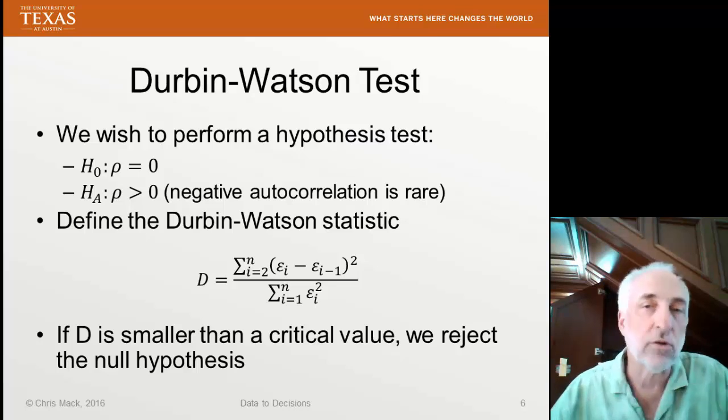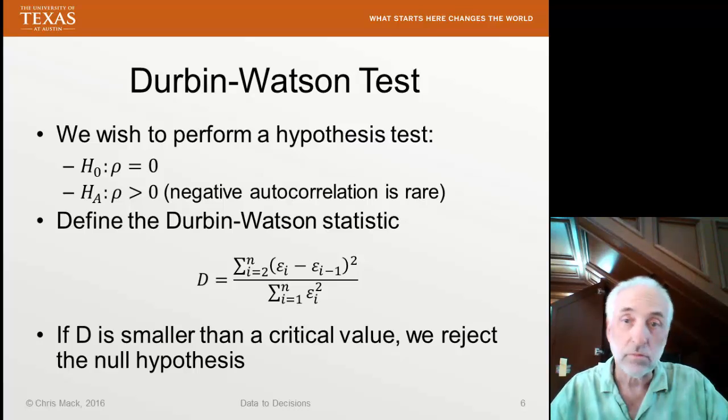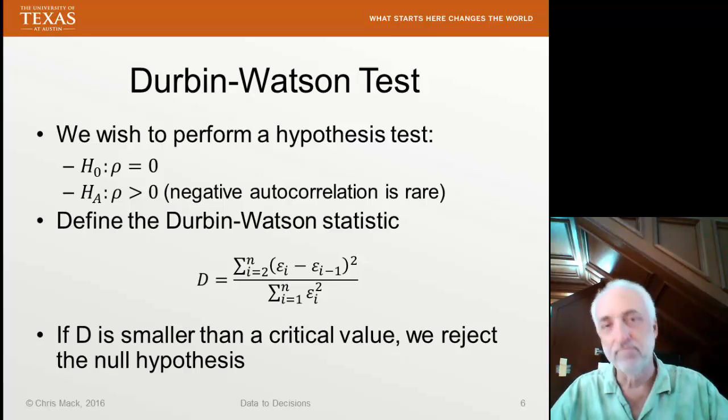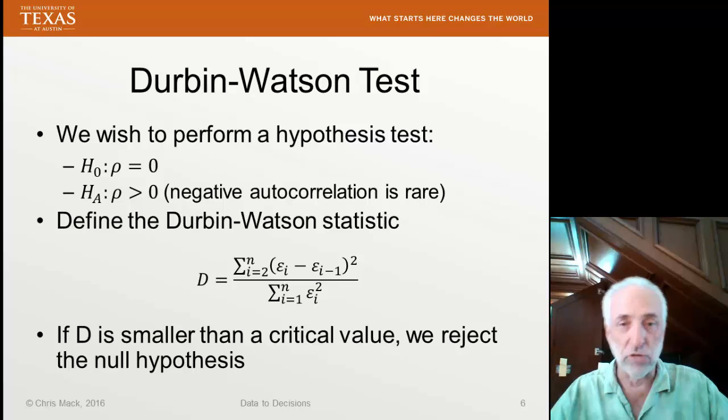So first, testing for autocorrelation. The most popular test, and the only test we're going to be using, is the Durbin-Watson test. It's basically a hypothesis test that begins with the null hypothesis that the autocorrelation parameter is 0. There is no autocorrelation. The alternative hypothesis will be that rho is bigger than 0. That's because we know that negative autocorrelation is rare, so we're really only going to test for positive autocorrelation. I'll show you how to test for negative autocorrelation in a minute, but generally we don't have to worry about that. We're going to do that with something called the Durbin-Watson statistic, which is shown here.